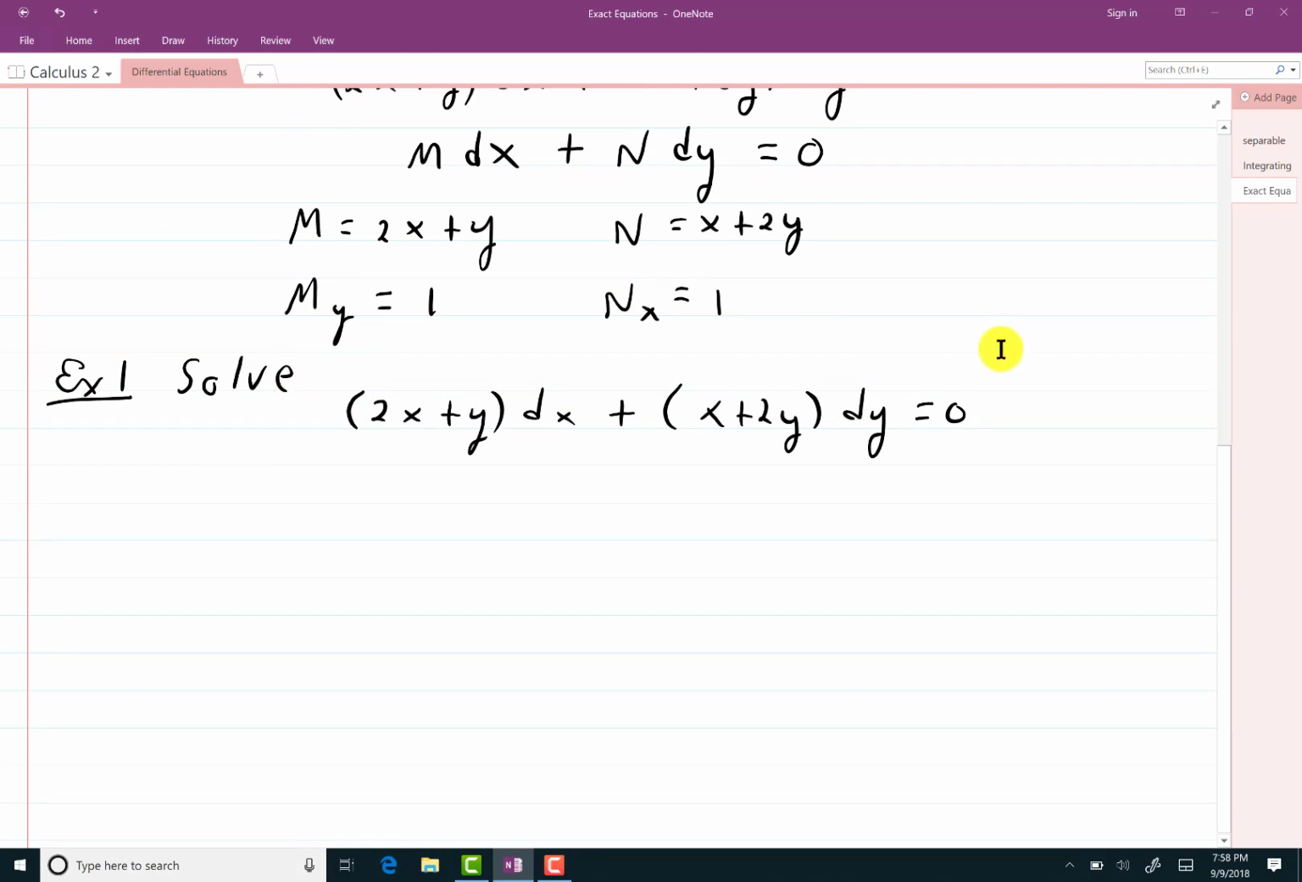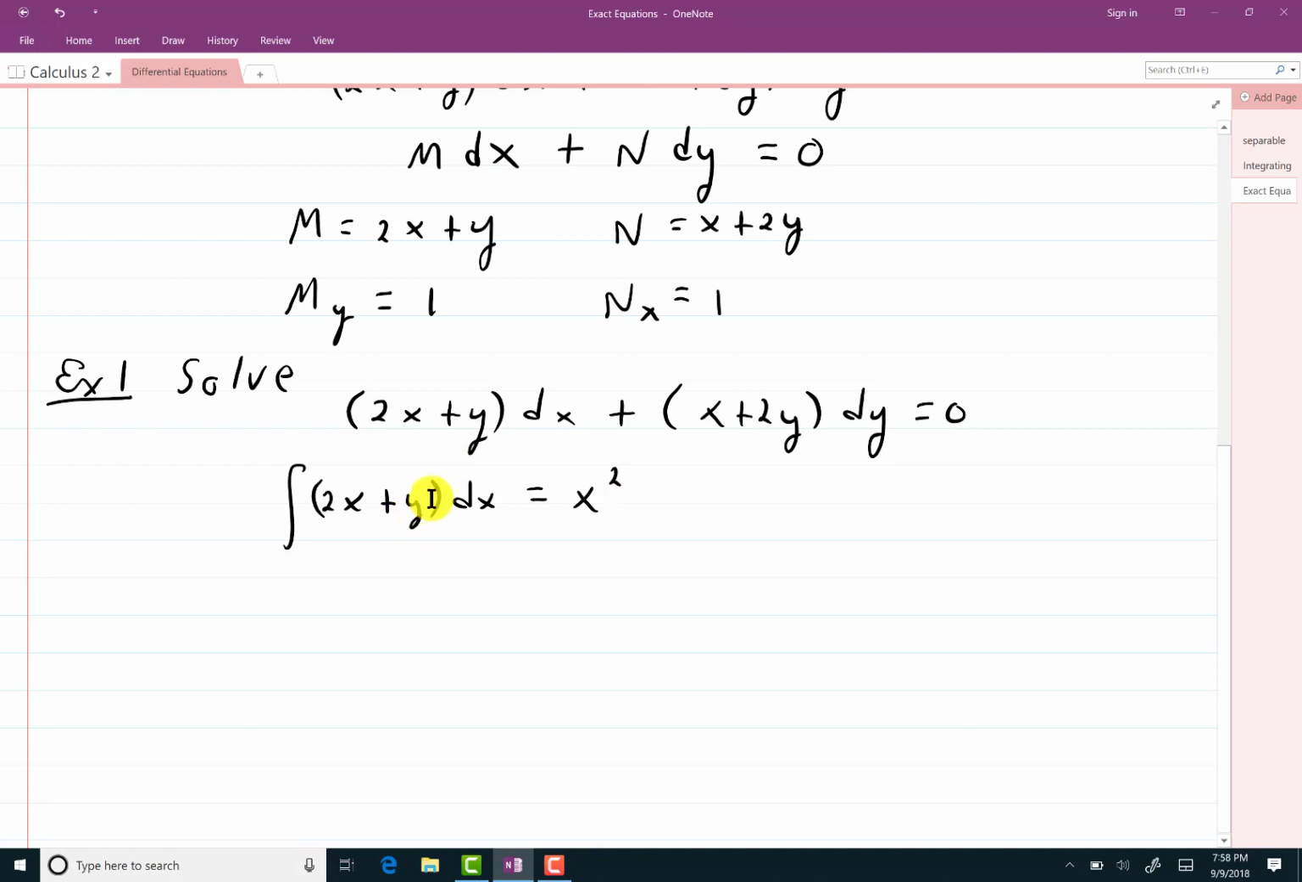What that means is I am going to integrate each piece of this. So I'm going to integrate 2x plus y dx. The dx tells me we're going to integrate with respect to x. That means you're going to think of y as a constant. So for instance, this piece, this 2x, will become x squared.